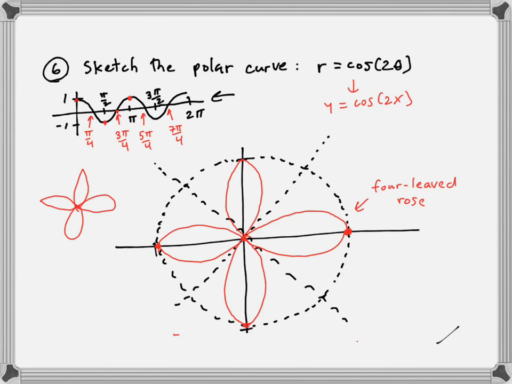Okay, so this is a big section, right? Because what we're actually going to do now is we're going to talk a little bit about some calculus, right? We haven't talked about derivatives or tangents or anything like that. So let's talk about tangents to polar curves.